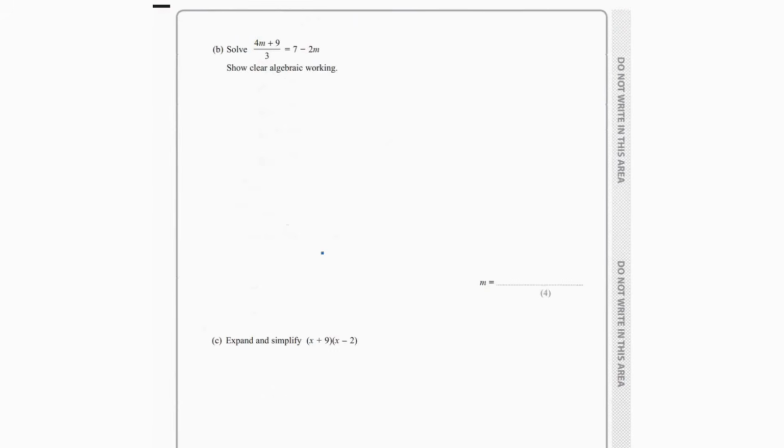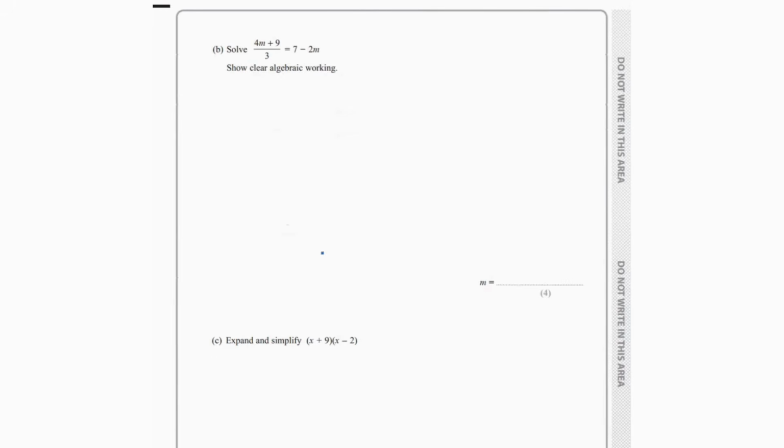Then it's solving an algebraic equation. So in this one, you'll have variables on both sides. Sometimes they will give you a fraction on one side. Sometimes they will give you a fraction on both sides. Sometimes they might not even give a fraction on either of the sides. But you have to be prepared for every single question.